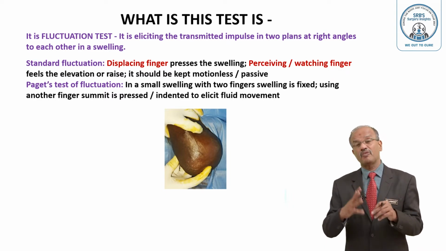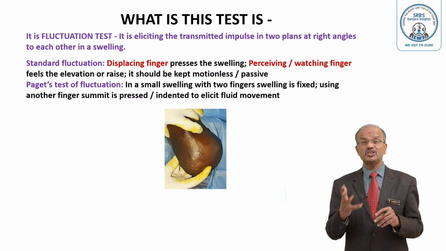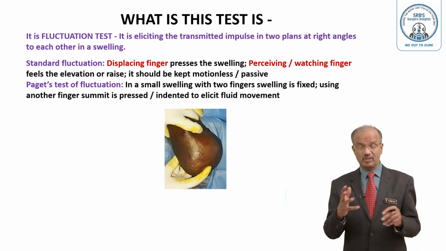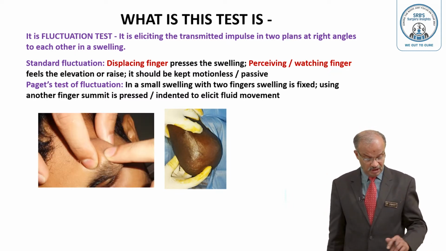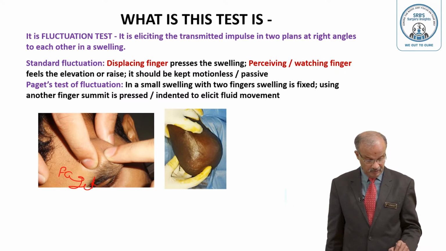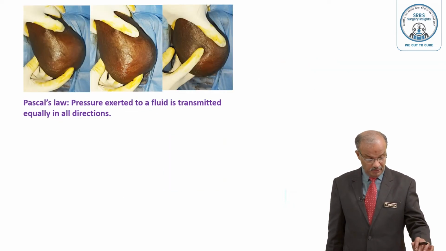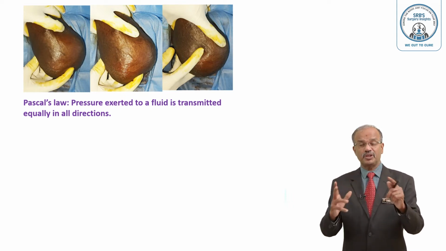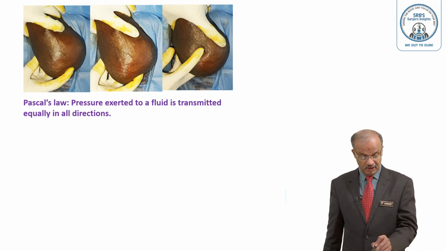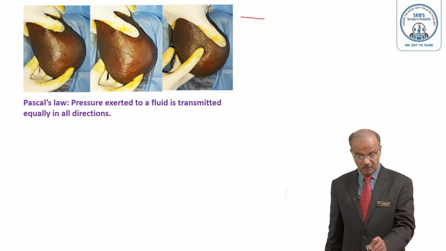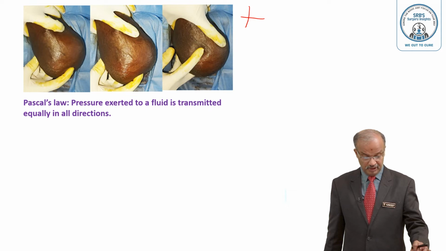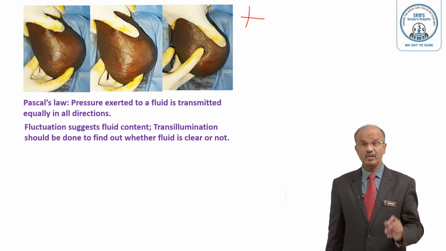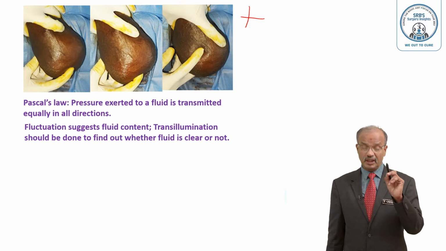That is also very important, often asked in MCQs, viva, OSCE, or clinical examination short case. You should know how to do it. So this is Paget's test of fluctuation, remember. This is how exactly you will sit, fix the swelling, and do it in two directions perpendicular to each other. Two directions you have to do, that is important. That is Pascal's law. And fluctuation suggests what? Fluid content. So the swelling is cystic in nature.